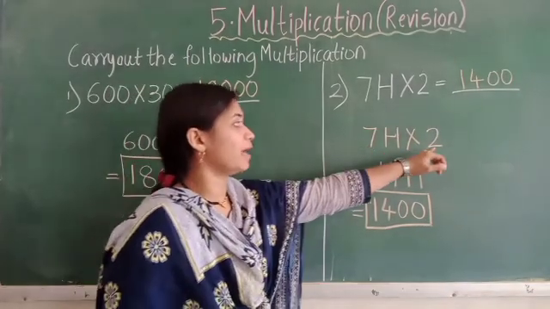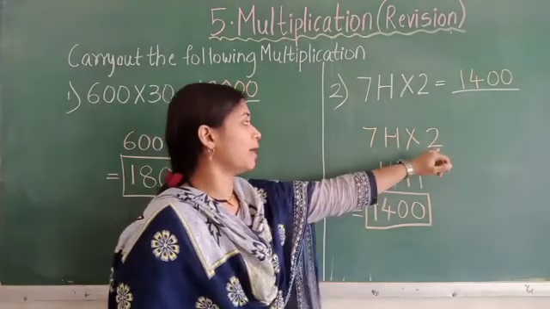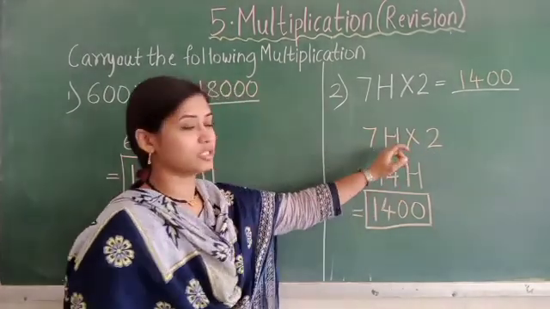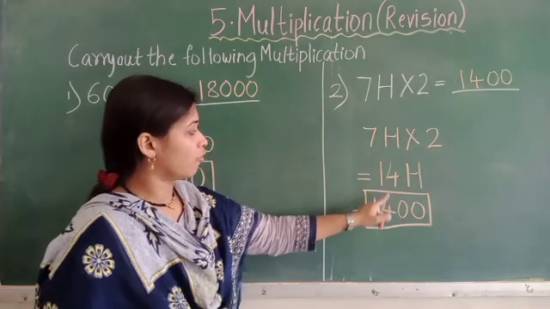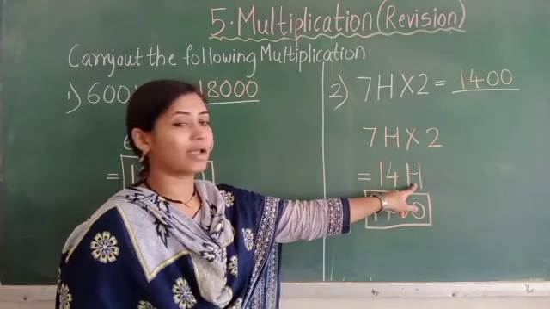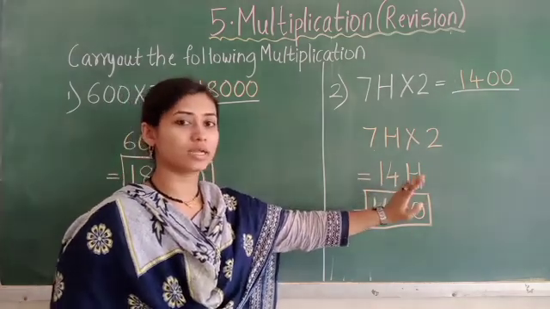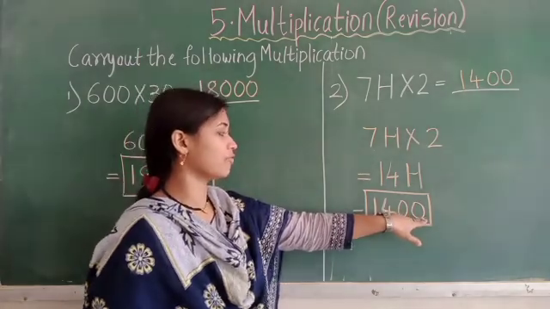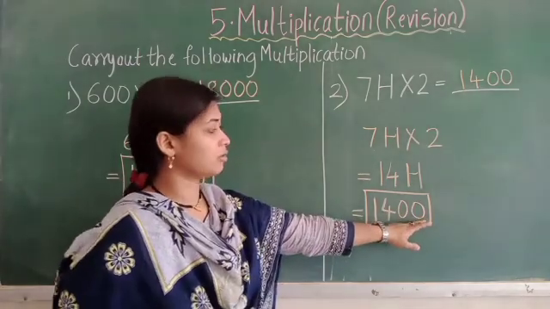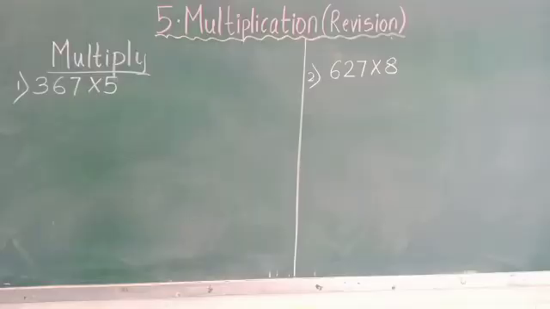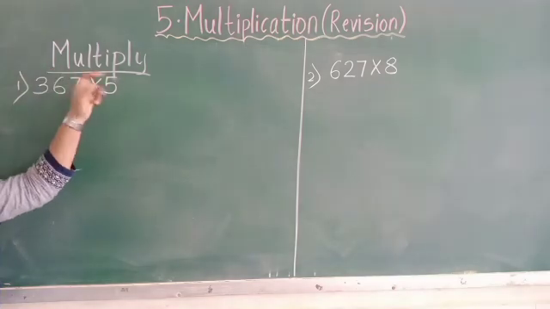Directly you can multiply 7 multiplied by 2 is 14 and this h will come down as it is. 14 we will write, and for h, 100, how many zeros are there? 2 zeros are there for 100, so we will add 2 zeros after the product. Now let us multiply.